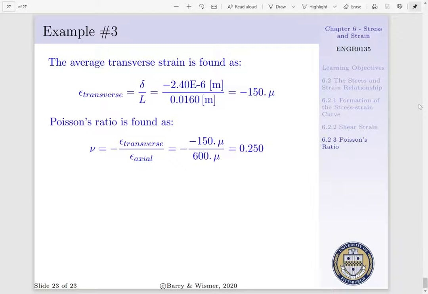Thus, we can find Poisson's Ratio as a negative of our transverse strain per our axial strain. We'd have the negative of minus 150 mu per 600 mu. And nu we find to be 0.250.